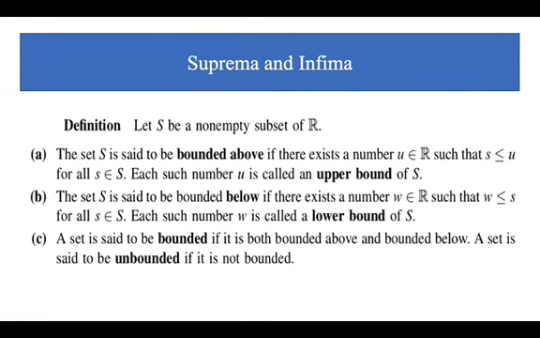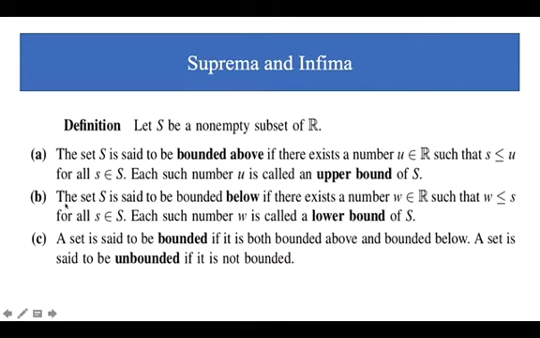Next, we had also discussed the suprema and infima. So let's have a look again. Definition: let S be a non-empty subset of R. The set S is said to be bounded above if there exists a number U belonging to R such that s is less than or equal to U for all s belonging to S. Each such number U is called an upper bound of S.